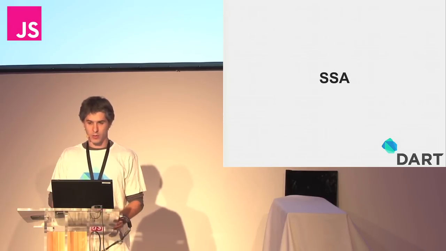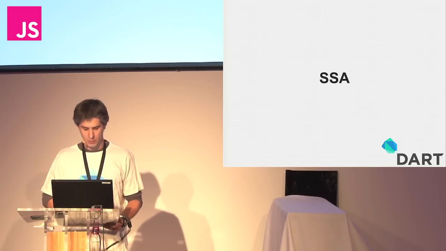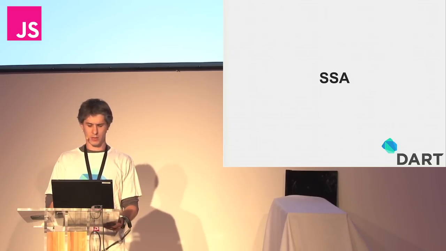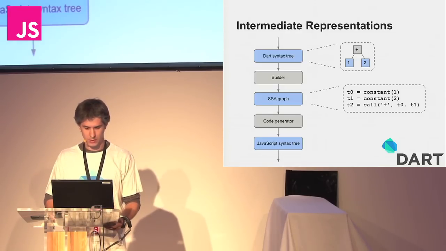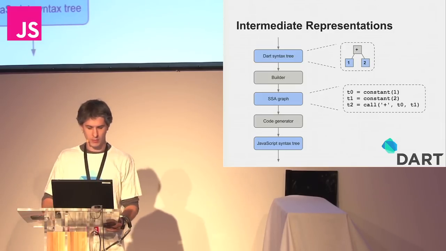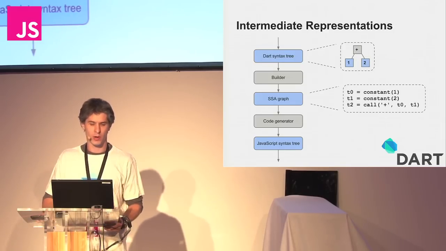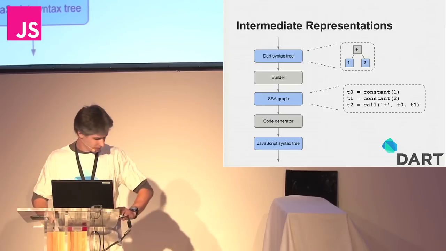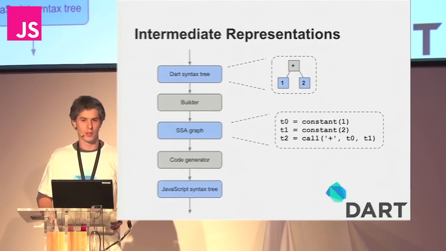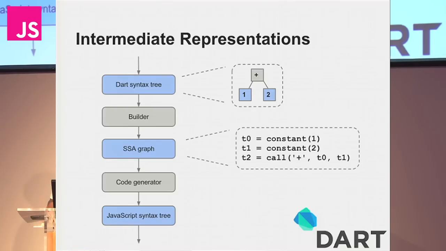Since we are talking about compilation, I'm now going to the static single assignment form. So this is how we compile. We start with a Dart syntax tree, then go through a builder that builds our SSA graph, do some optimizations on that, a lot of optimizations on that, and then go to the code generator, which will produce a JavaScript syntax tree, which will then emit to get the final code.